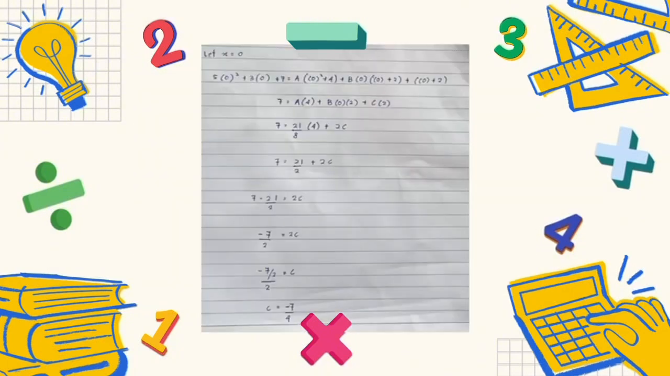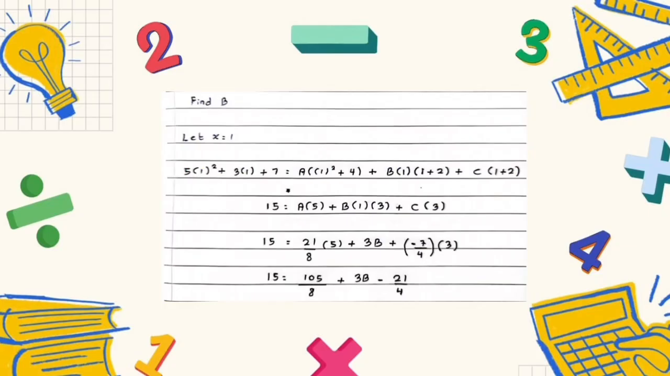Next, to find c, we let x equal 0. The left side becomes 7 and the b term disappears. By substituting our value for a, we get 7 equals 21 divided by 8 times (4 plus 2c), which simplifies to 7 equals 21 divided by 2 plus 2c. Subtracting 21 divided by 2 from 7 gives us negative 7 divided by 2 equals 2c. Dividing by 2, we find that c equals negative 7 over 4.